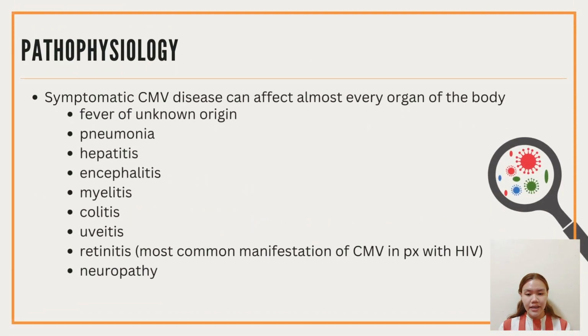Symptomatic CMV disease can affect almost every organ of the body. It can cause fever of unknown origin, pneumonia, hepatitis, encephalitis, myelitis, colitis, uveitis, and retinitis, which is the most common manifestation of CMV infection in patients with HIV, and neuropathy.